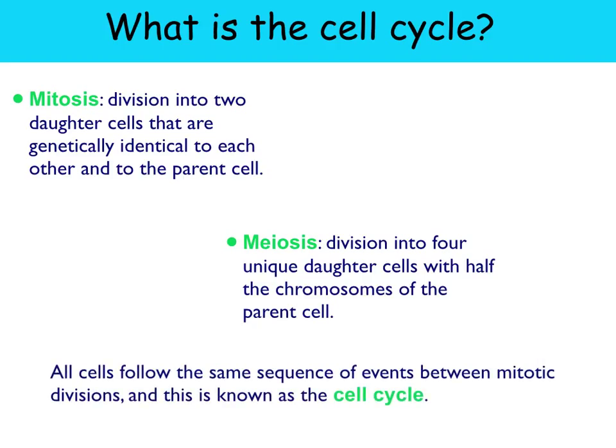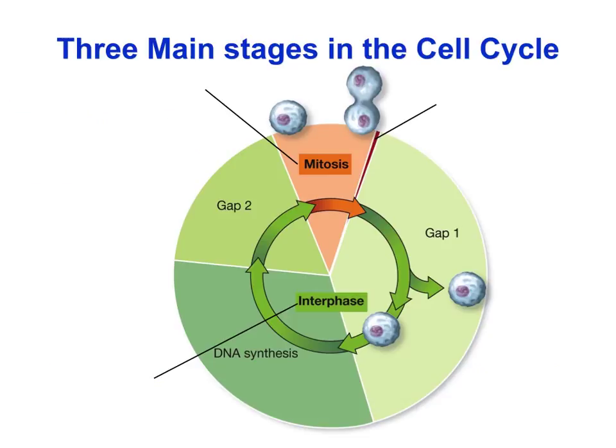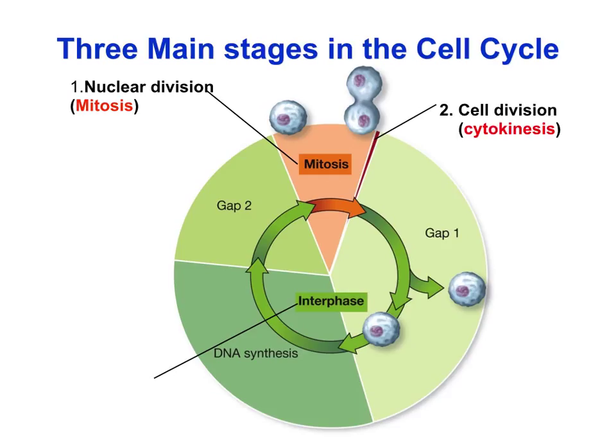So all cells follow the same sequence of events between mitotic divisions, and this is called the cell cycle. So there are three stages in the cell cycle. You've got nuclear division, cell division, and you've got interphase. Notice how long interphase is compared to the other two.